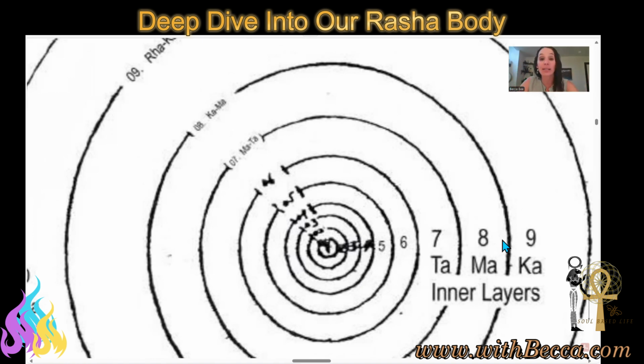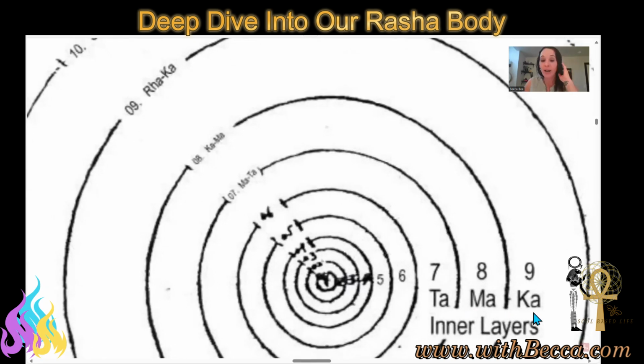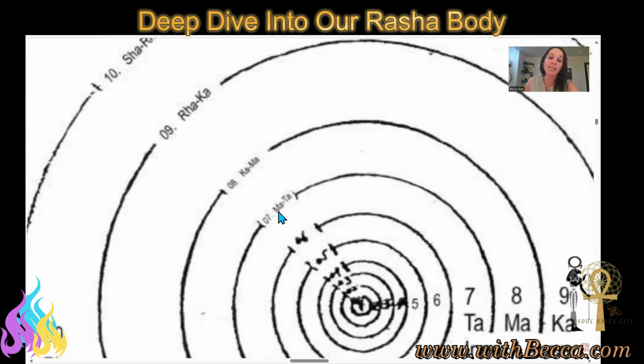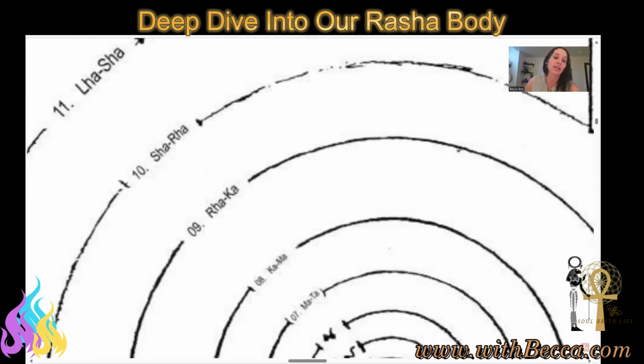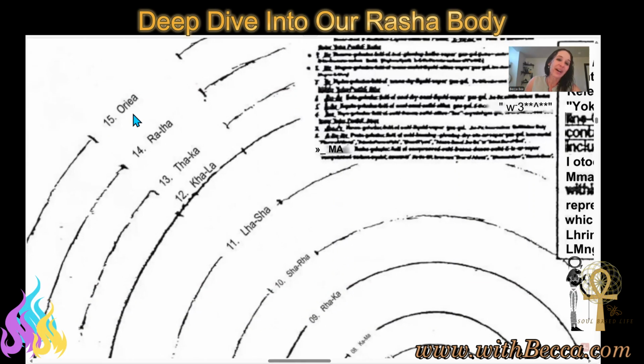This is the exact same thing in just a different image and a different picture. Some of the words are the same, some of the words are different, but just to understand, as we see here, we got ta, ma, ka from 7, 8, and 9. So as you look at it, now as it starts to express out, you got ma, ta, ka, ma, ra, ka, sha, ra, la, sha, ka, la, ta, ka, ra, ta, and Oriea.